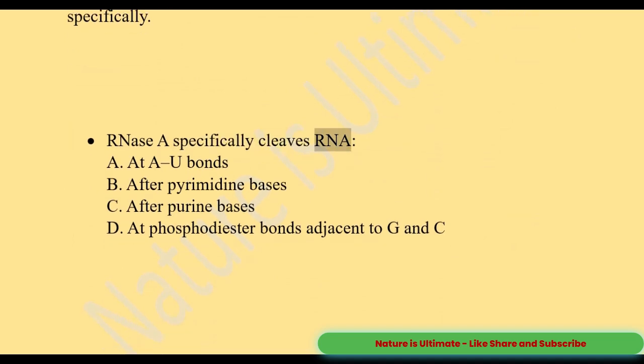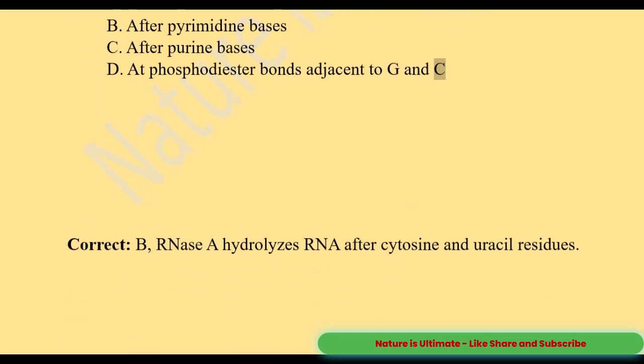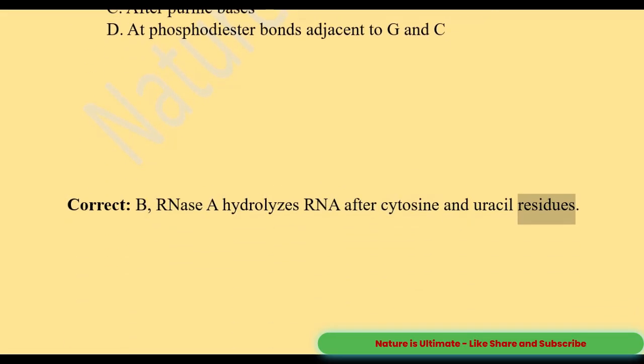RNase specifically cleaves RNA: A. At A, U bonds. B. After pyrimidine bases. C. After purine bases. D. At phosphodiester bonds adjacent to G and C. Correct: B. RNase hydrolyzes RNA after cytosine and uracil residues.